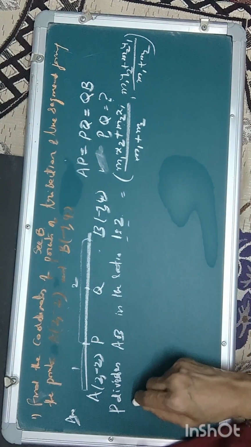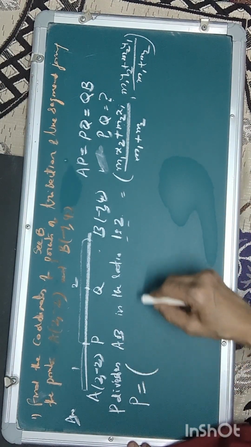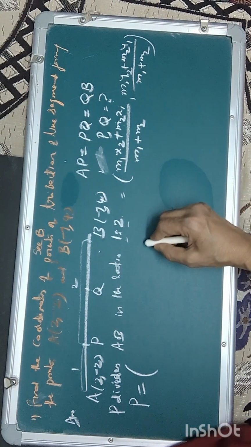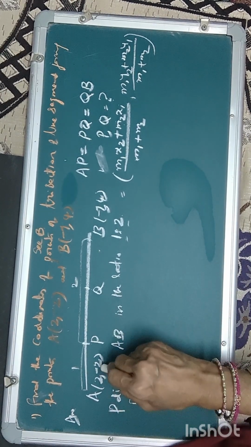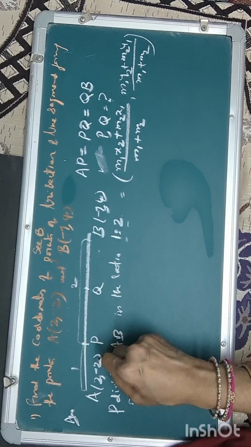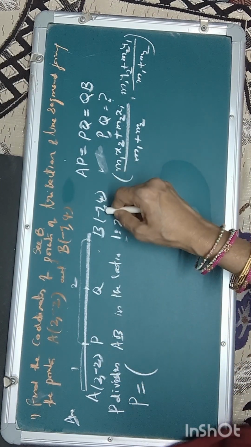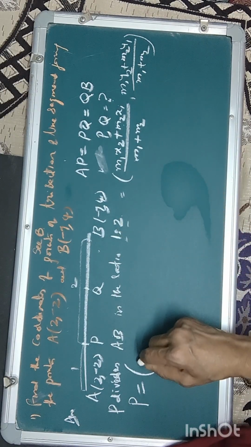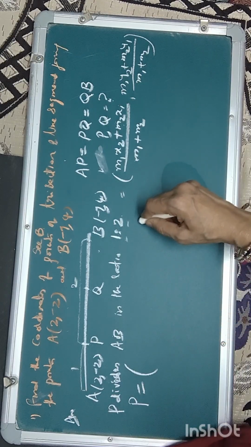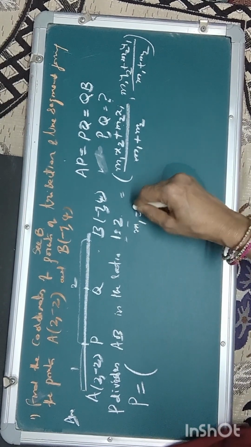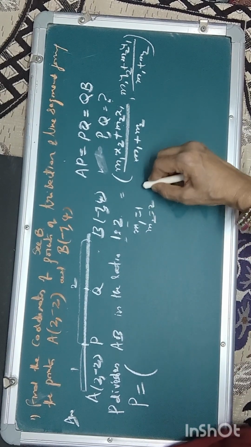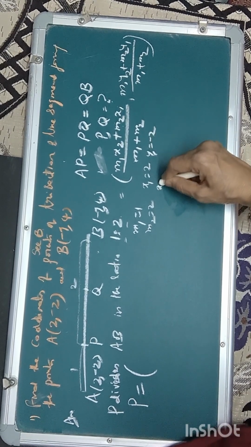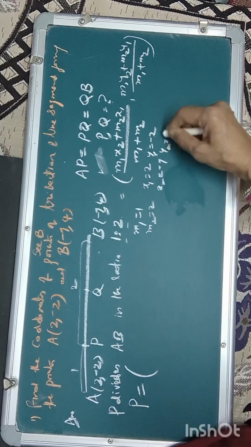So we have to find out P. Substituting for P, what will we get? m1 is equal to 1 and m2 is equal to 2, and x1 is equal to 2, y1 is equal to -2, x2 is equal to -7 and y2 is equal to 4.